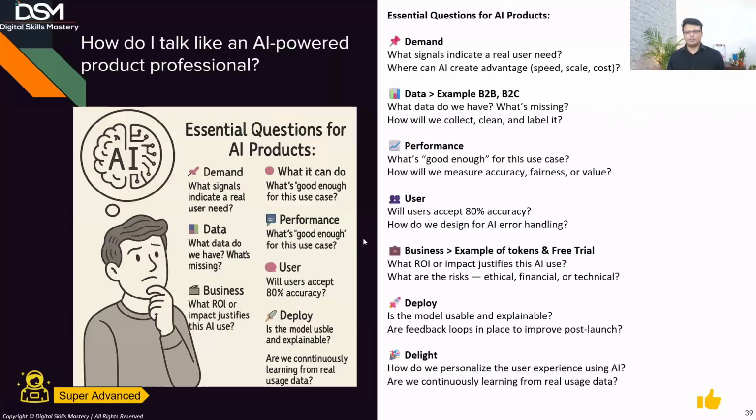Now, essential questions. This is where the rubber hits the road. Now we have learned about the AI tools, concepts, great. You're able to use prompts, you're using AI tools, you're creating deliverables, brilliant. But as a product manager, business analyst, you're doing a much more serious job over here. At every phase, from demand to delight, these are the things that you need to think about.